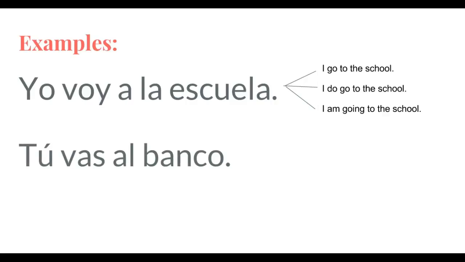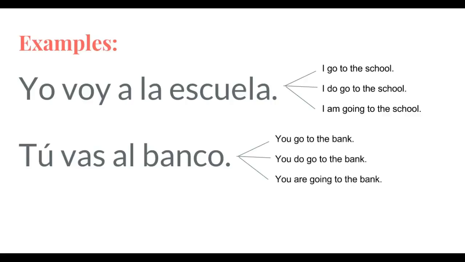Tú vas al banco. This can mean 3 things as well. You go to the bank, you do go to the bank, you are going to the bank. Now you'll notice when I say to the, I use the word al. Remember, al is just a shortened word. It's kind of like a Spanish contraction of the words a and el, which would be to the or at the.